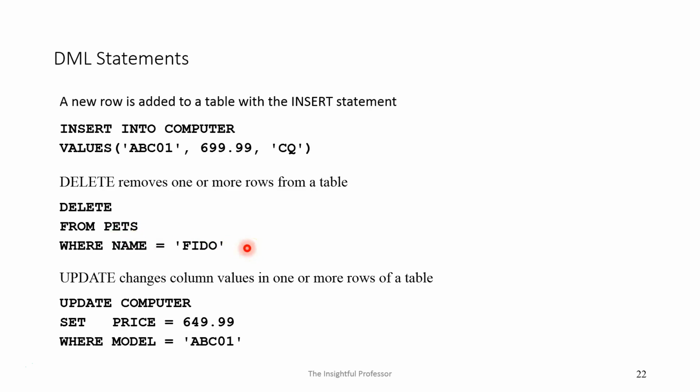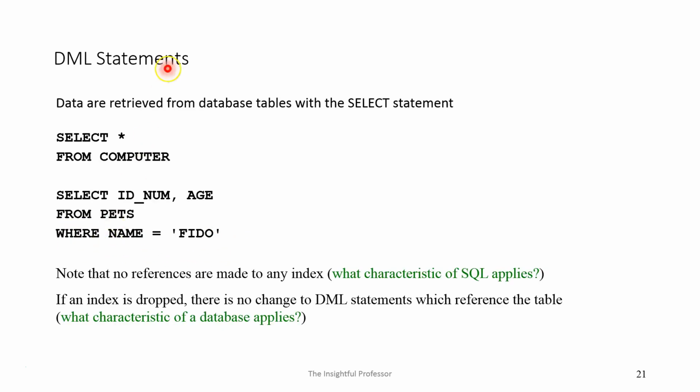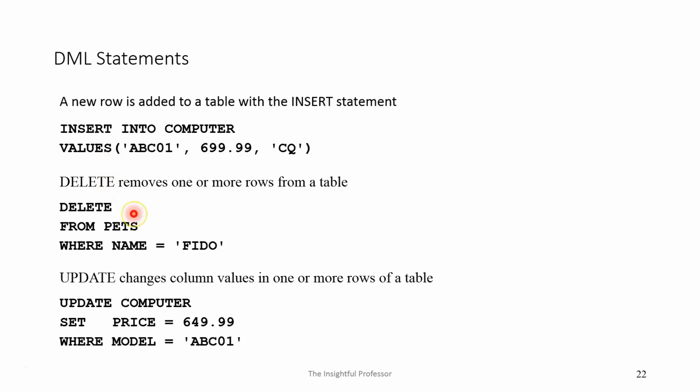Those pets that have a name of Fido, those rows will be removed. Remember, due to set level processing, if we omit the where clause, as we did back here with the select, we got all of the rows in the table. If we omit the where clause with the delete, we will delete all of the rows from the table. The table will continue to exist, but at this point it becomes an empty container. All the data has been removed.